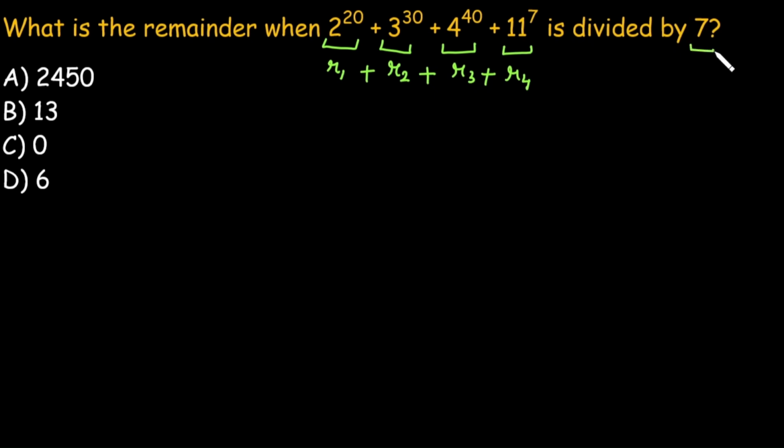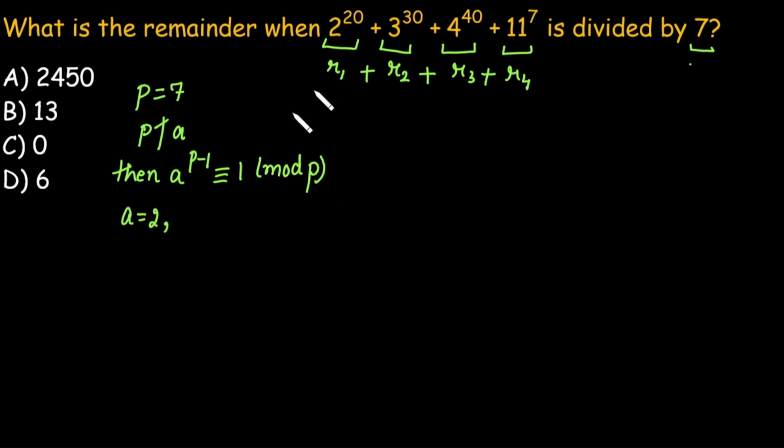Now we are dividing by 7, and 7 is a prime number. So in this case, we can use Fermat's theorem, which says that if P does not divide A, then A raised to power P minus 1 is congruent to 1 mod P. For the first case, we have A equal to 2. Does 7 divide 2? No. So we can use Fermat's little theorem and apply this result, and we have 2 raised to power P minus 1, that is 6, congruent to 1 mod 7.